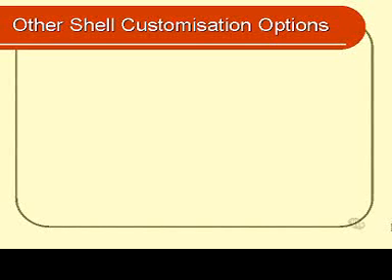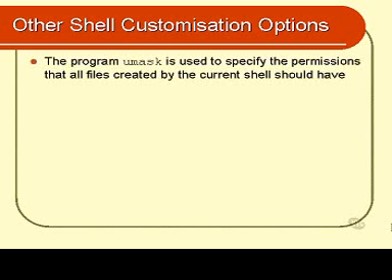This is the final module for the course. In this module, I'd just like to mention two other shell customization options that you have at your disposal. The first is called umask. The program called umask is used to specify the permissions that all files created by the shell should have.